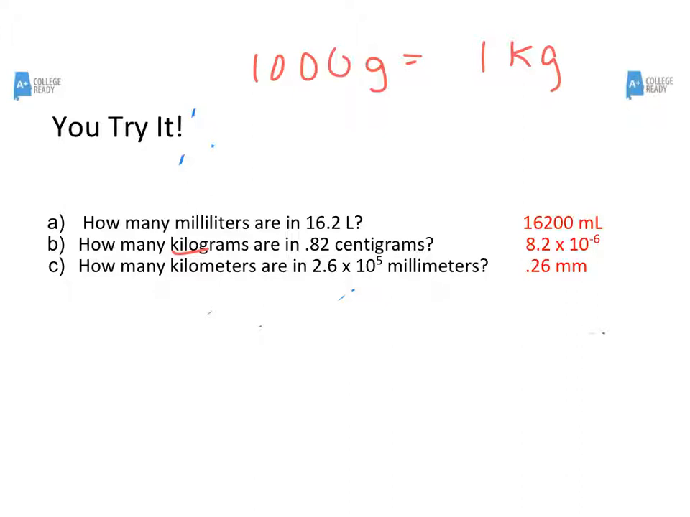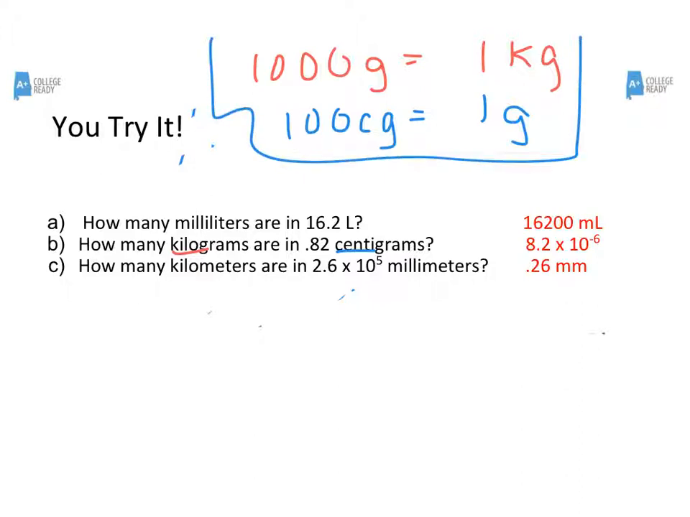Then I've got to get to centigrams, and centi means 100 to 1. Centi is a smaller unit than the base unit grams, so there must be 100 of the smaller ones in 1 of the larger ones. Now I have my conversion factors. I'm going to start with the given, 0.82 centigrams, times. Then I'm going to take whatever unit is here, and I'm going to put it on the bottom so that they cancel.